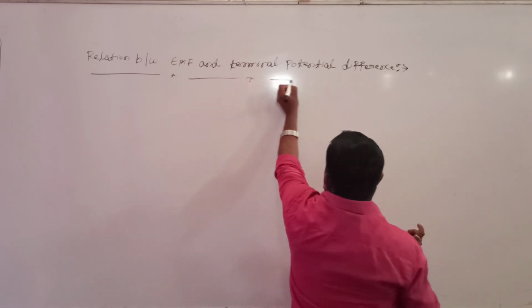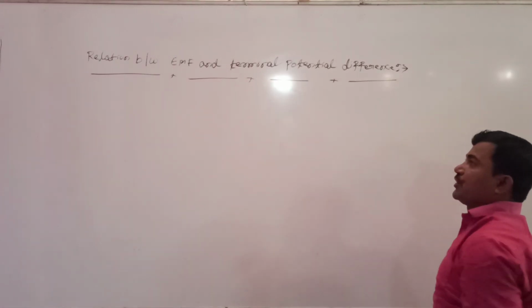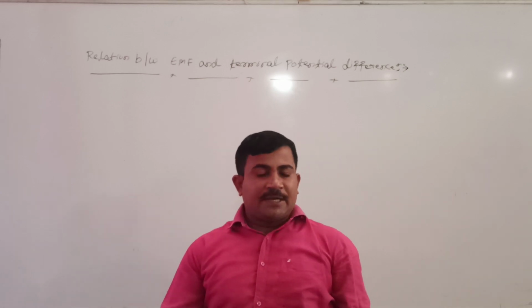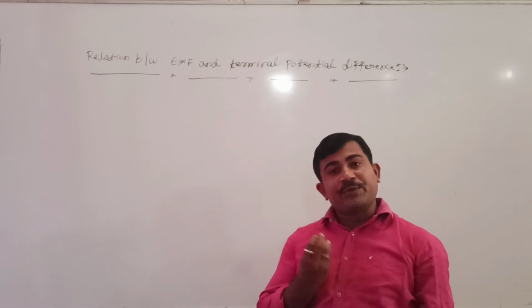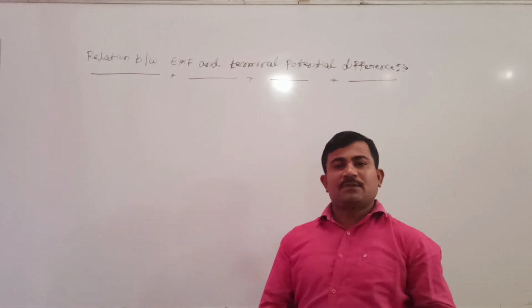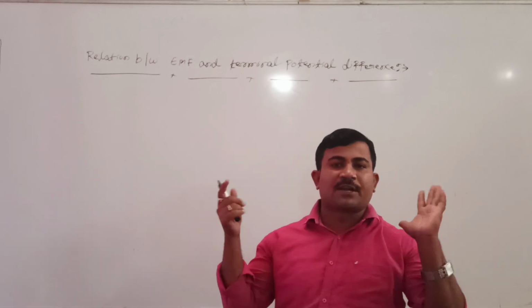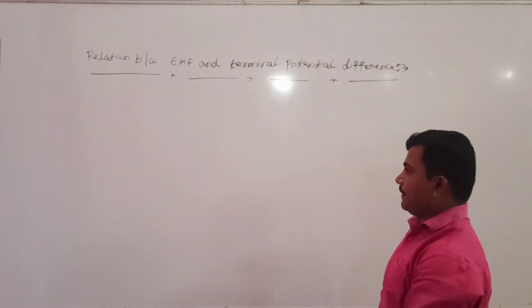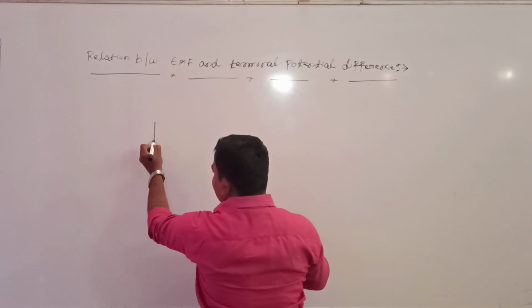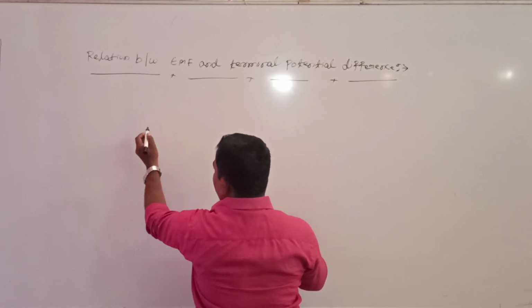Relation between EMF and terminal potential difference. Students, now we will take a cell with EMF and internal resistance. That cell is connected to an external resistor. Consider it is a cell. The cell consists of a positive electrode and a negative electrode.